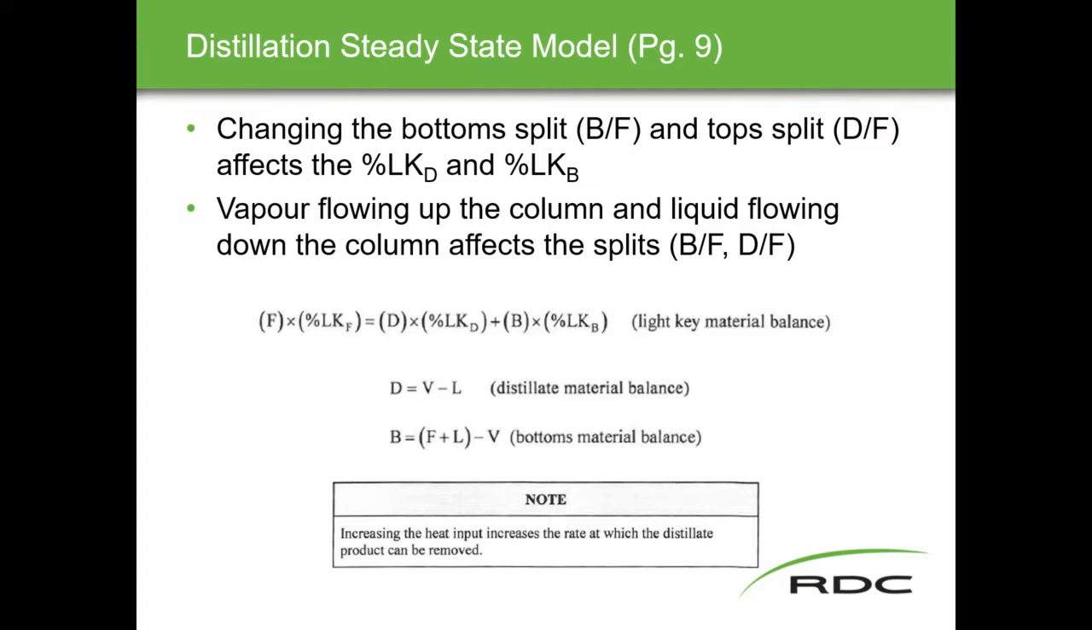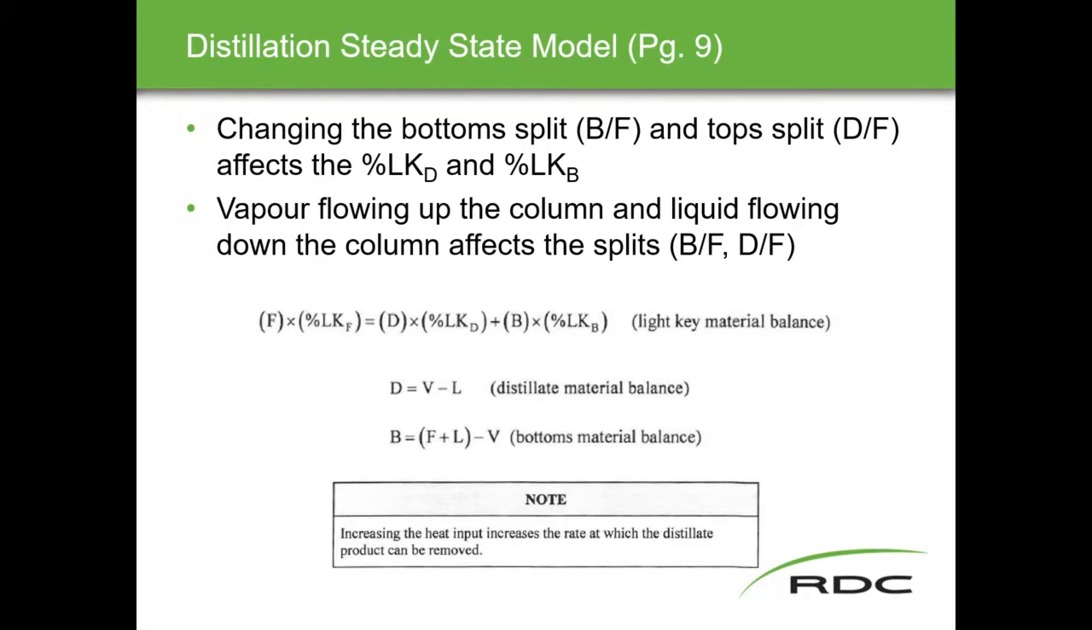So vapor flowing up the column and liquid flowing down the column also affect the splits, so the ratio between the bottoms and the feed or the distillate and the feed. So how we run the machine will affect what we're actually getting out of it. And this is all the math that goes along with that.